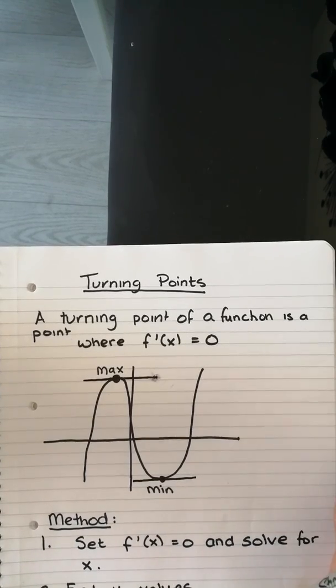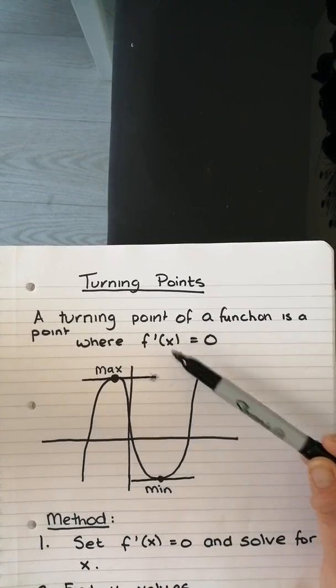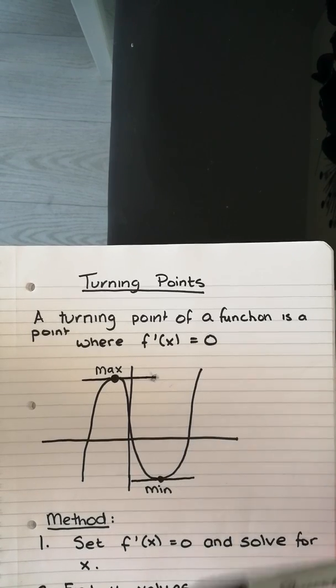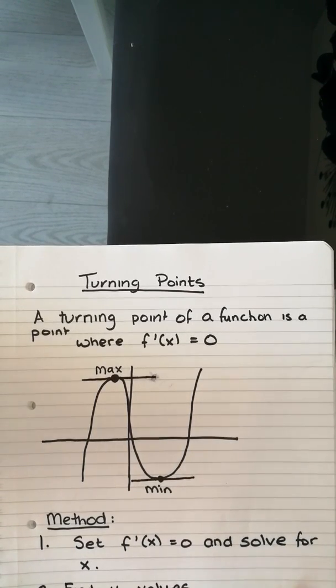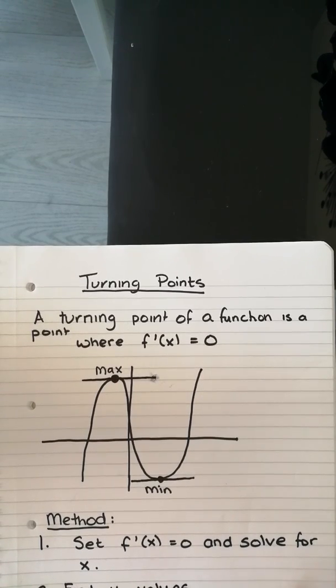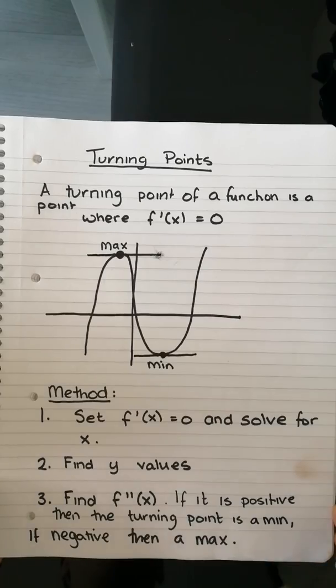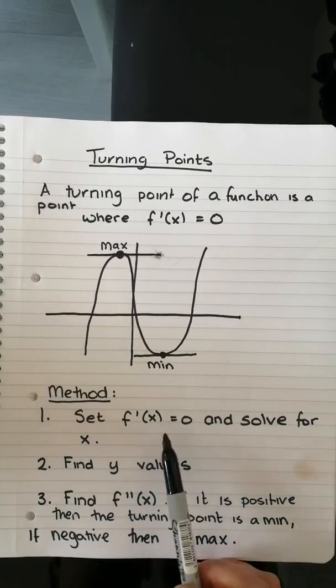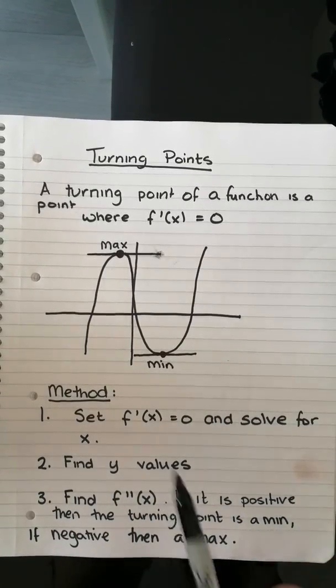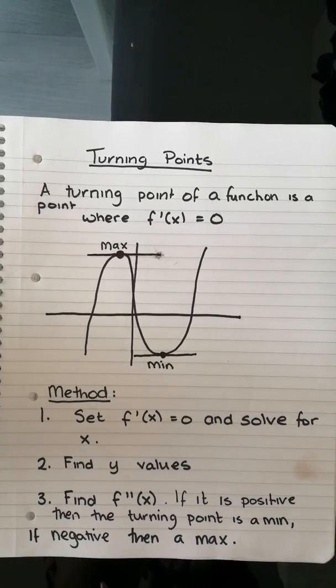Okay, so to find the turning point of a function, it's where f prime of x, or where the derivative, is equal to 0. So what we want to do is find the turning points of a function and to state their nature. So whether they're a maximum or a minimum. And the method for doing this is we first set f prime of x be equal to 0. So we have to find the derivative of our function and set equal to 0, and we have to solve for x.